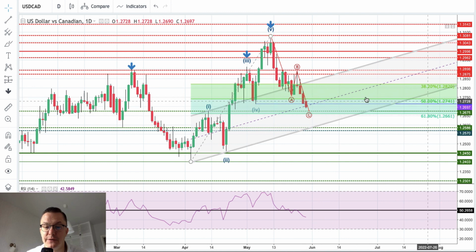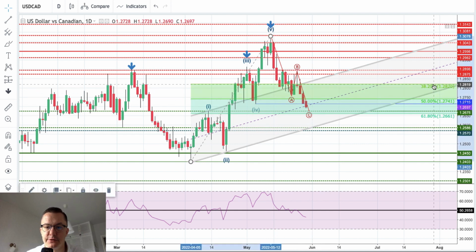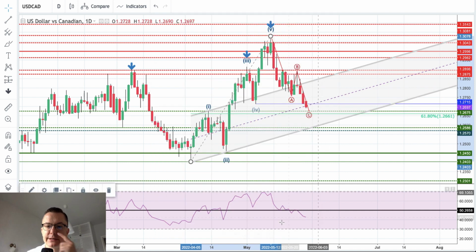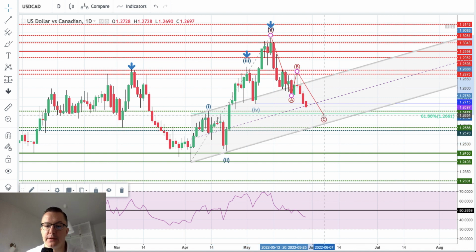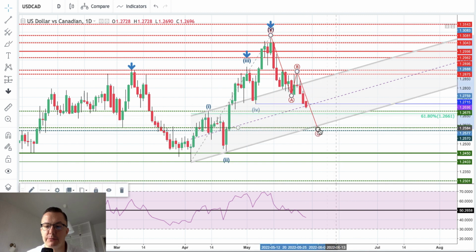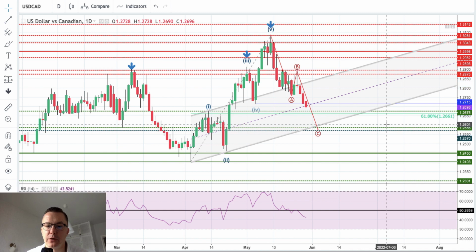We broke below the 50% of the Fibonacci retracement of this move to the upside. Now we are heading towards 61%. So let me just remove some lines from this chart because they are not really necessary. 61% is located at 1.2661, and this is the target for the wave C. However, we might extend this drop towards 1.2586.